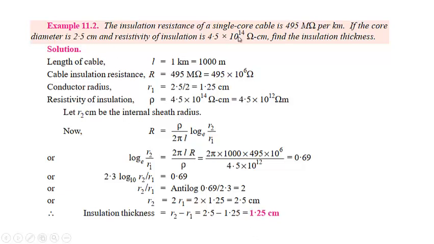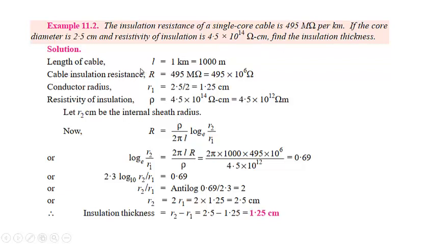Now let us try to do one numerical on the insulation resistance. The insulation resistance is given for a single core cable to be 495 mega ohm per kilometer, and this insulation resistance will always be of the order of mega ohms. If the core diameter is 2.5 centimeter and the resistivity is 4.5 into 10 to the power 14 ohm centimeter, find the insulation thickness. So we need to find out the insulation thickness.